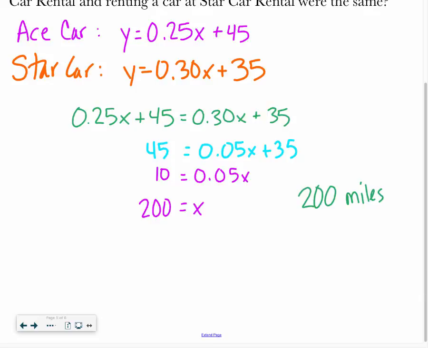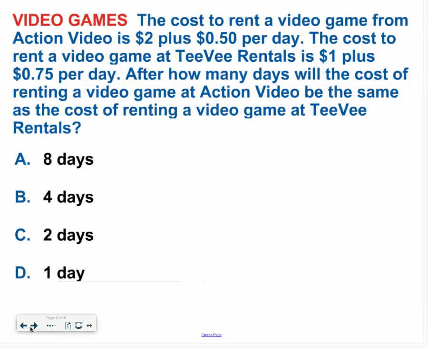But what is that price? Let's figure that out. So if we do 0.25 times 200 plus 45, that's 50 plus 45, or $95. If I were to plug that same number in for Star Car Rental, I would end up also with $95. So that is how you would set up your equations, and then we use substitution and we finish solving. Why don't you go ahead and finish solving this problem on your own. Good luck. Hopefully you determined that it would take 4 days to even out.